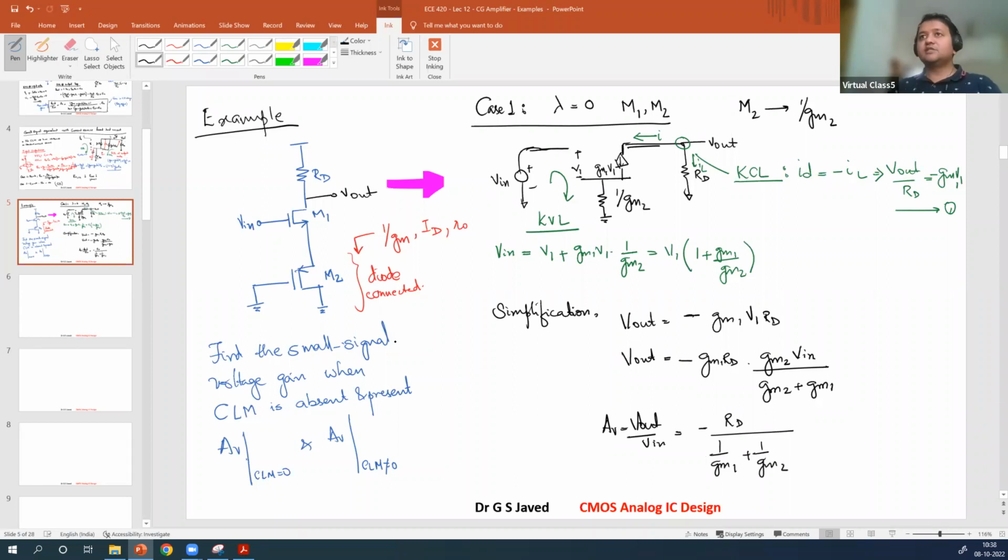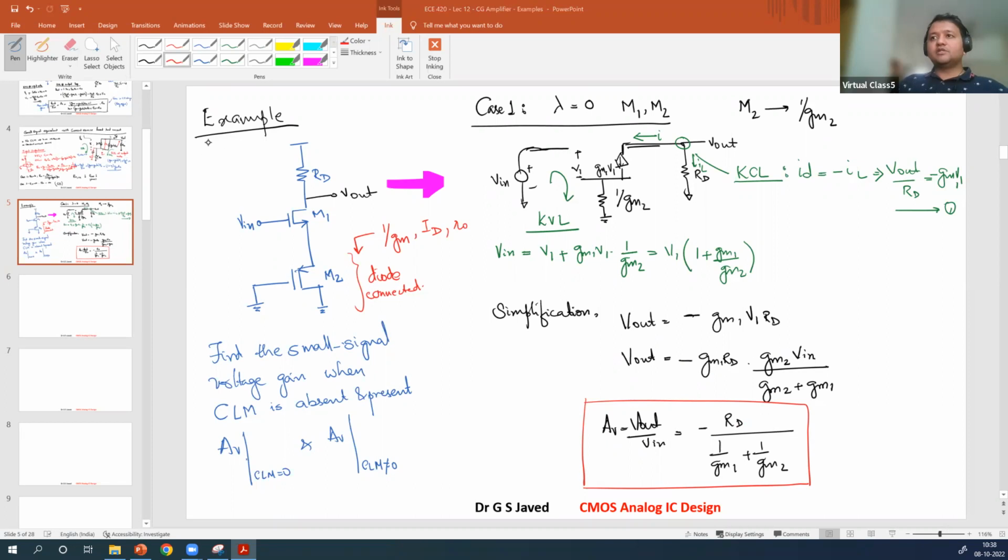It is easy to understand this one because now you're talking with regards to the resistance, right? So what is the resistance of the diode? 1 over GM2. What is the resistance of the device given here? 1 over GM1. RD is the resistance present here. So it is a ratio of resistances. Understood? Clear? So this is case 1 where channel length modulation was zero for both.